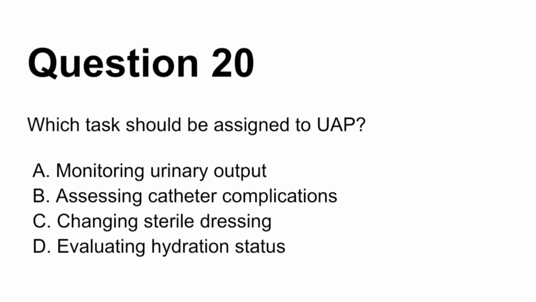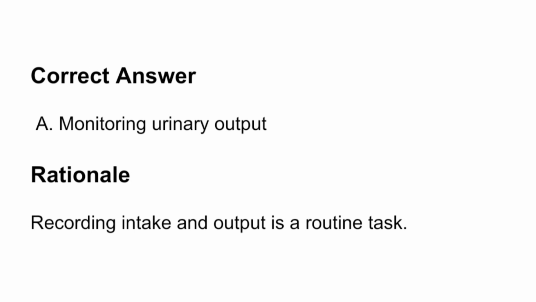Question 20. Which task should be assigned to UAP? A. Monitoring urinary output. B. Assessing catheter complications. C. Changing sterile dressing. D. Evaluating hydration status. Correct answer, A. Monitoring urinary output. Rationale: recording intake and output is a routine task.